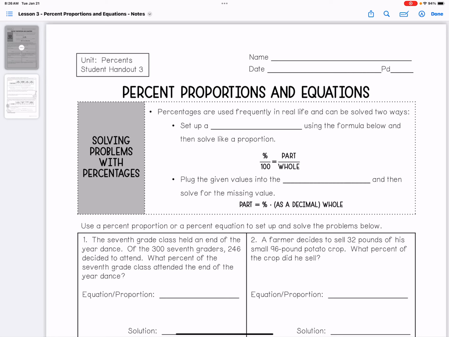Good morning. This is still unit percents, student handout number 3. So the last thing before the quiz.